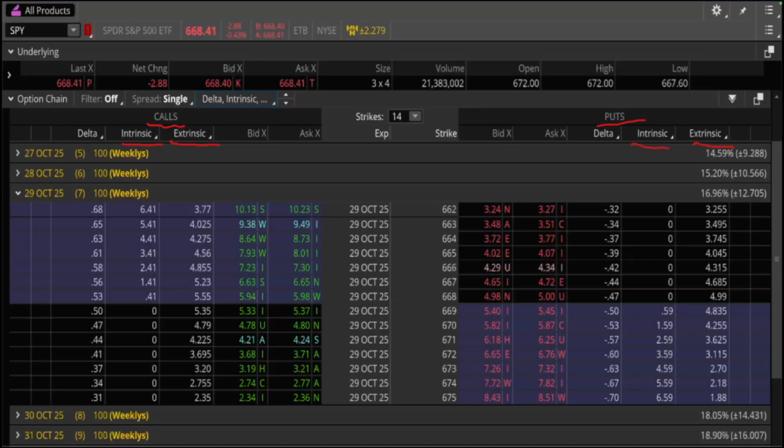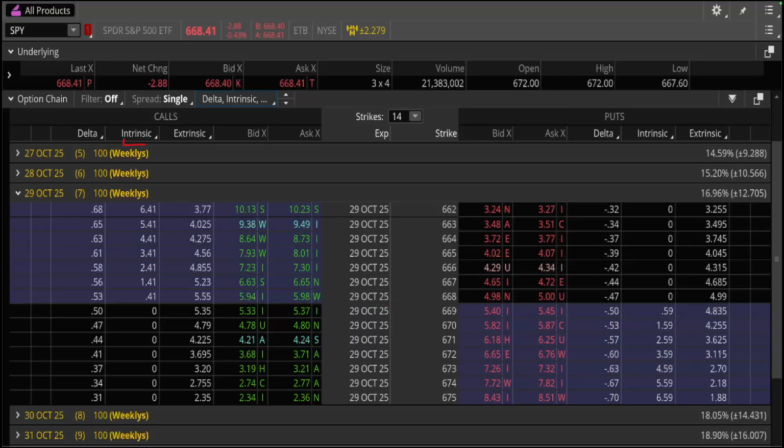The first thing I want you to notice is that it is grayed in over here, and that is how you know that it is in the money on the call side. It is also grayed in over here on the put side because they are opposite of each other, right? So you can always see what is in the money on the call and the put side.